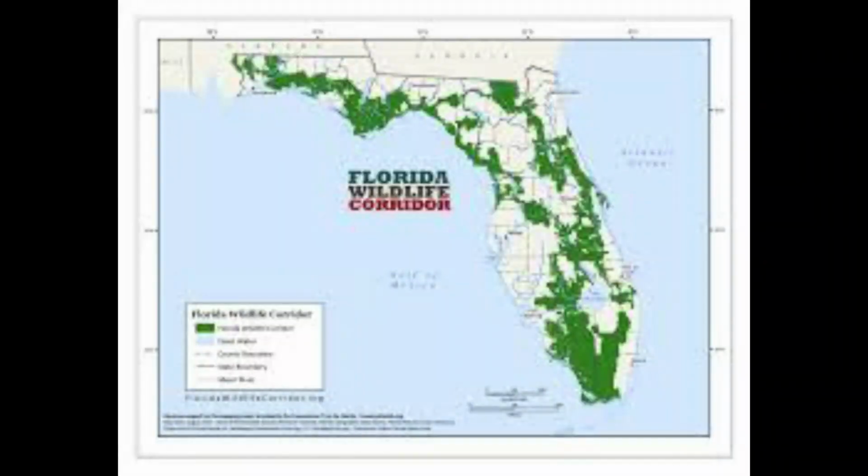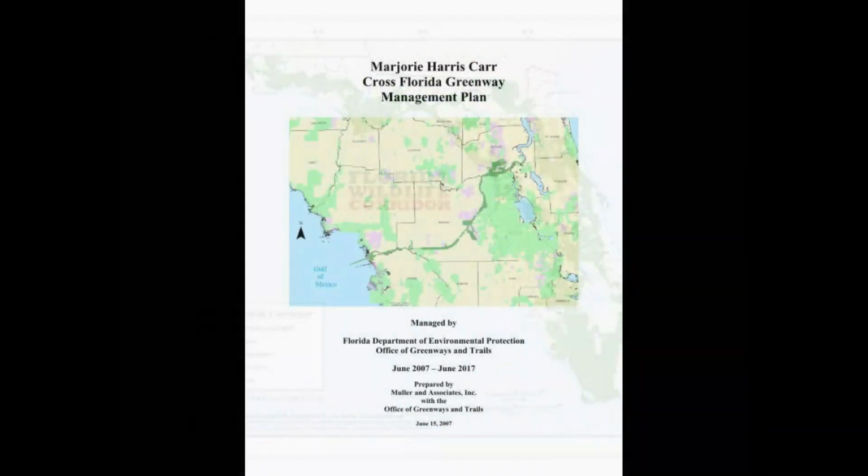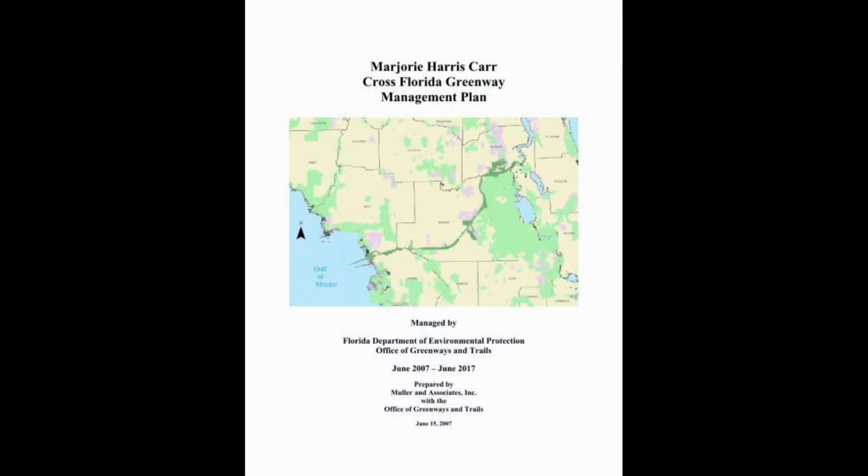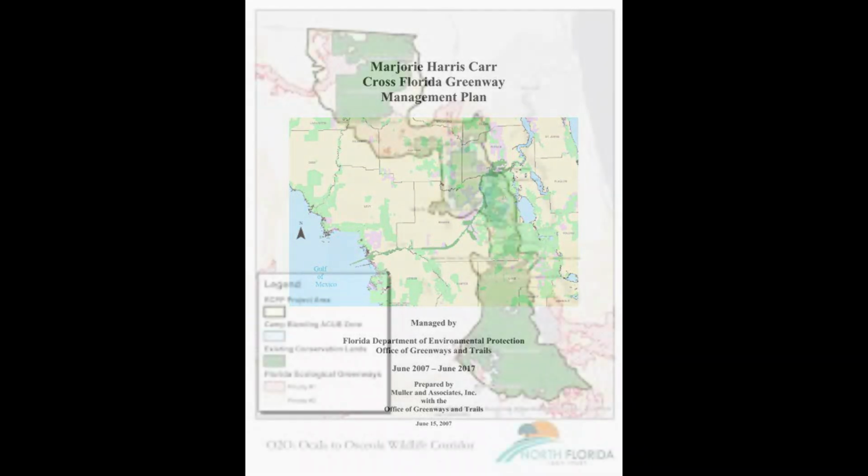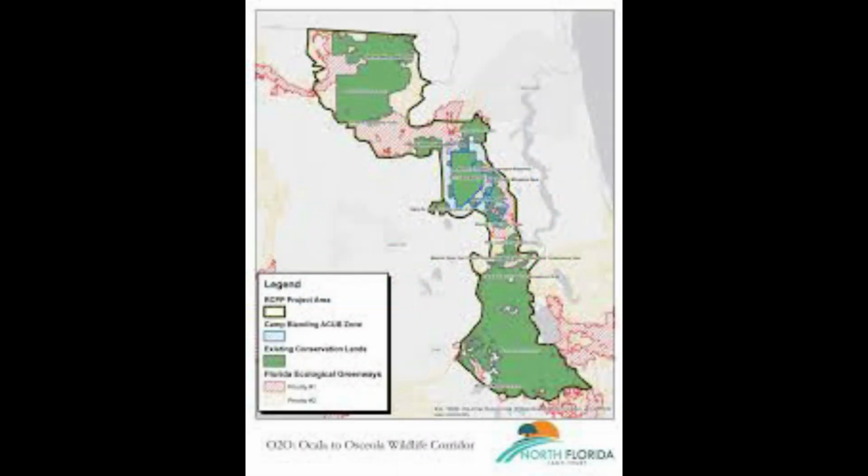Conservation projects are underway in Florida to restore and preserve contiguous wildlife areas, known as wildlife corridors. Two in our area are the Florida Greenway, which runs across the state south of Palatka, and the Ocala to Osceola corridor, known as O2O, running from the Ocala National Forest to the Osceola National Forest.